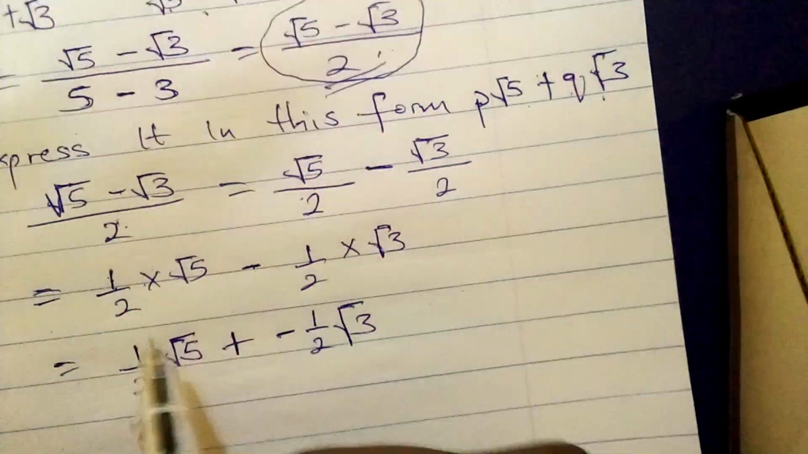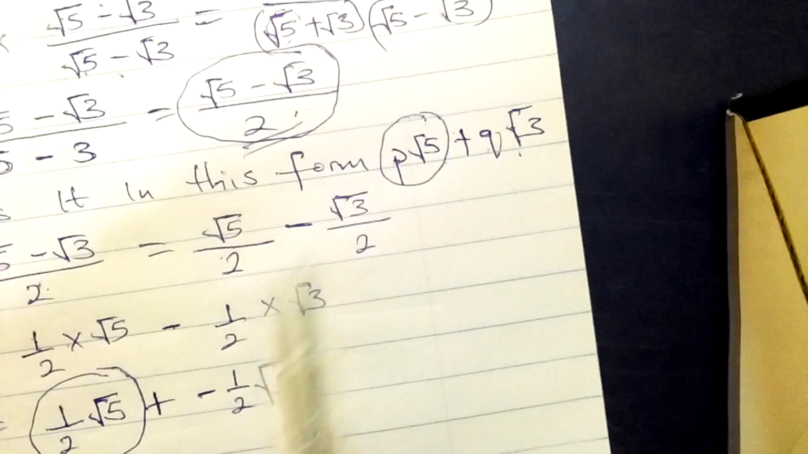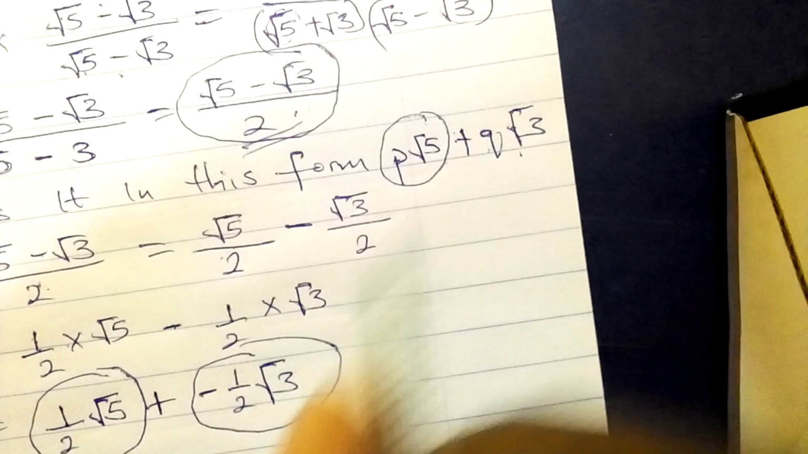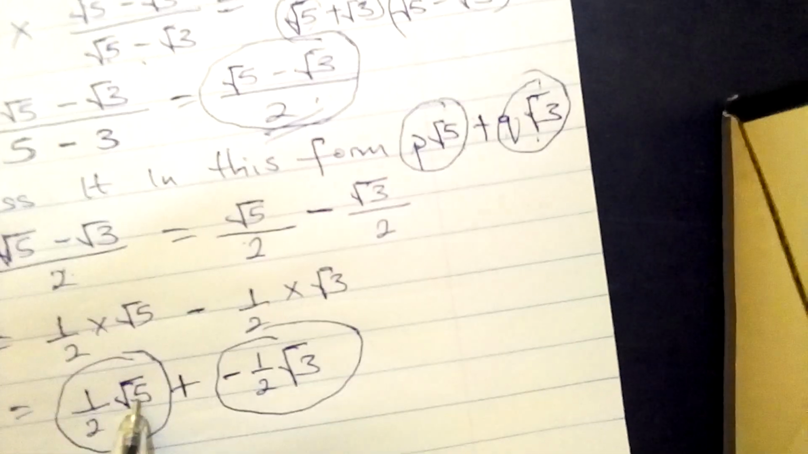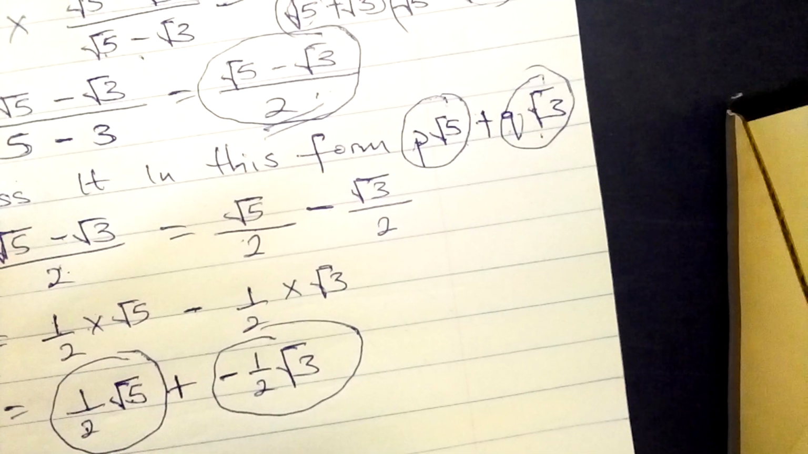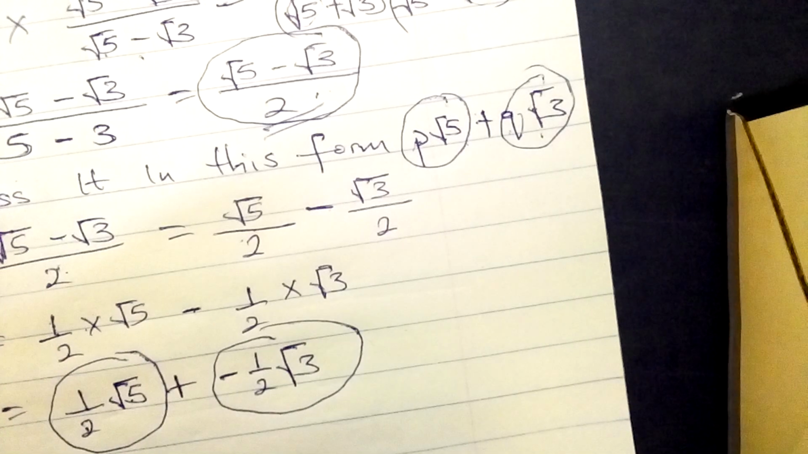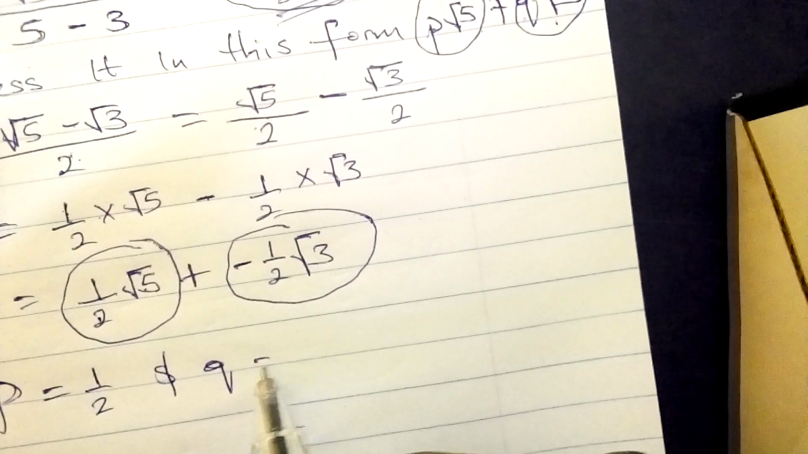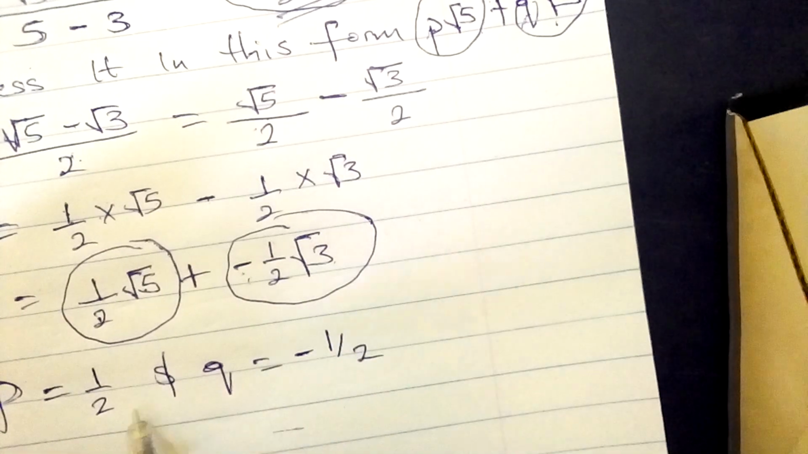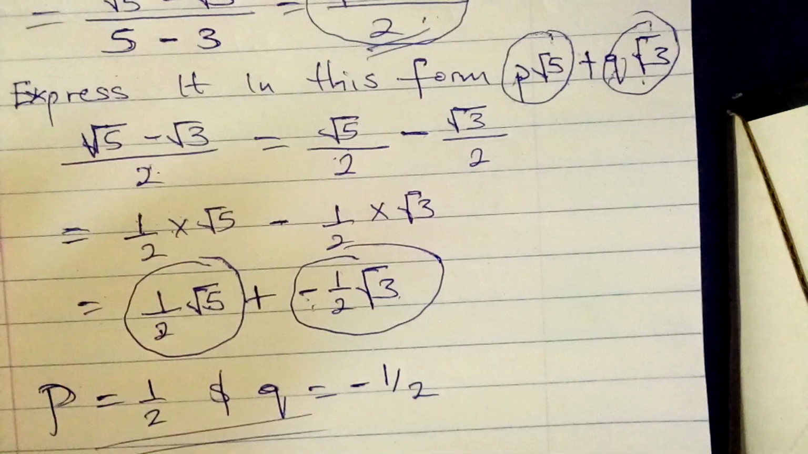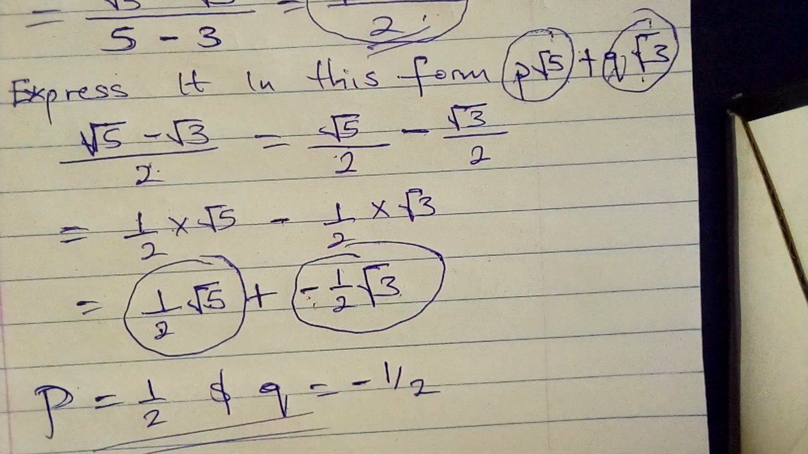Looking at this now, this one I'm circling is similar to here, and this is similar to here. So therefore my p: this is root 5, and what is at the back of root 5 is p. What is at the back of root 5 is 1/2, so p is 1/2. And q: what is at the back of root 3 here is q, and what is at the back of root 3 here is minus 1/2. So you have gotten your p and q to be 1/2 and minus 1/2.